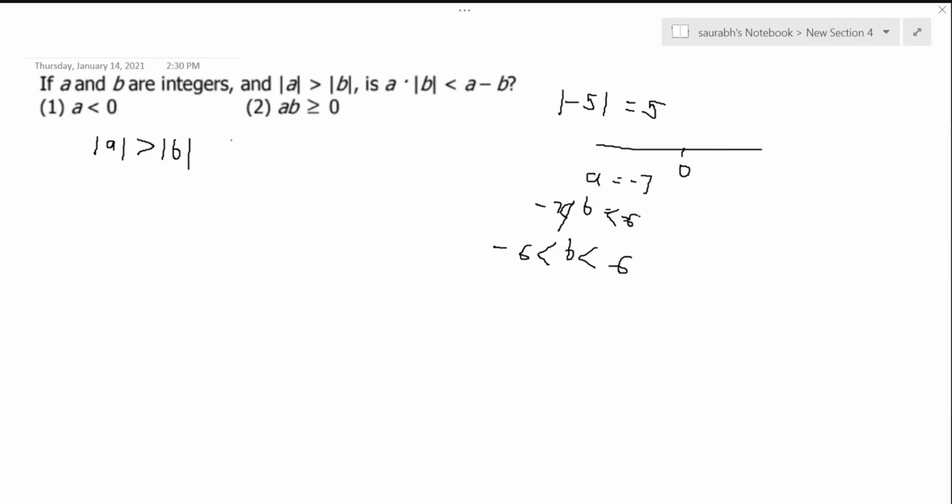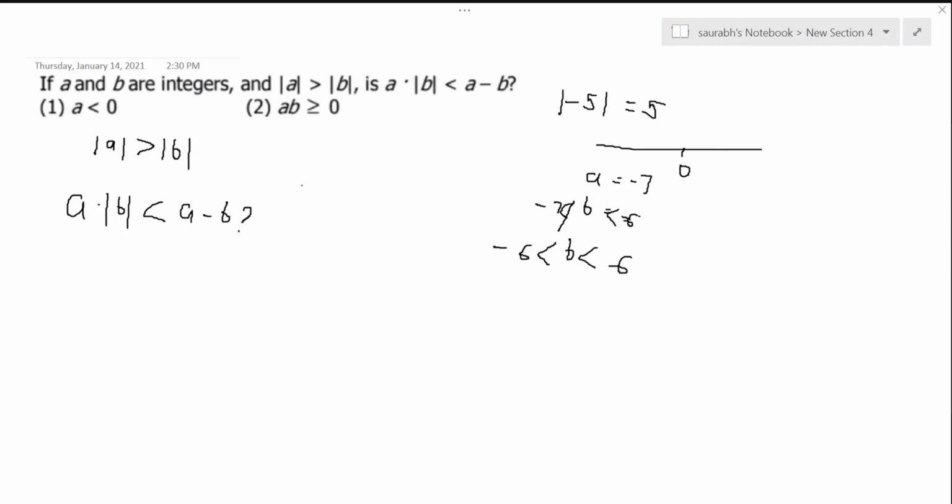I hope this is clear to you now. That's clear. Great. So now absolute value of A is greater than absolute value of B is completely clear. Now let's go to the question. The question says, is A times absolute value of B less than A minus B? Now, before coming to the statements, let's first consider all the possible scenarios here. So what are the possible scenarios?